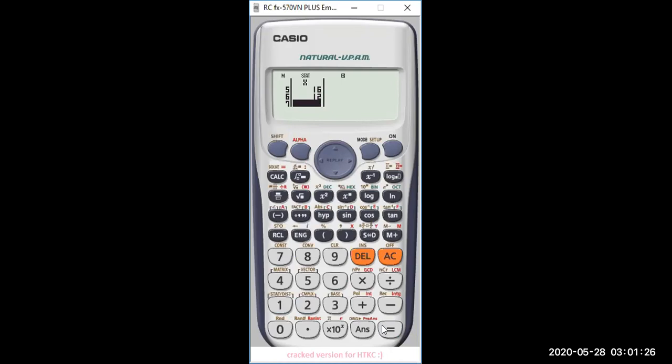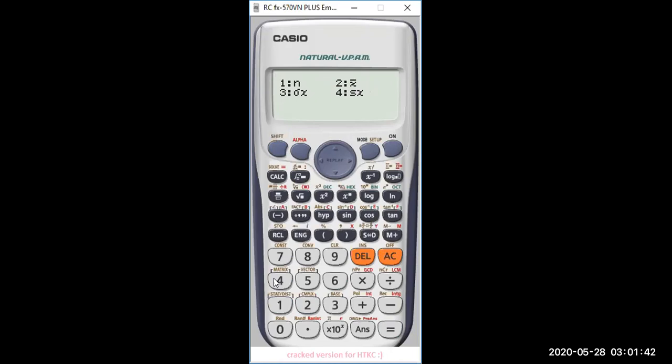Now how to calculate the variance and the standard deviation? First you press the all clear button, then go to shift, go to stats, and then you want to check the variation in the data.